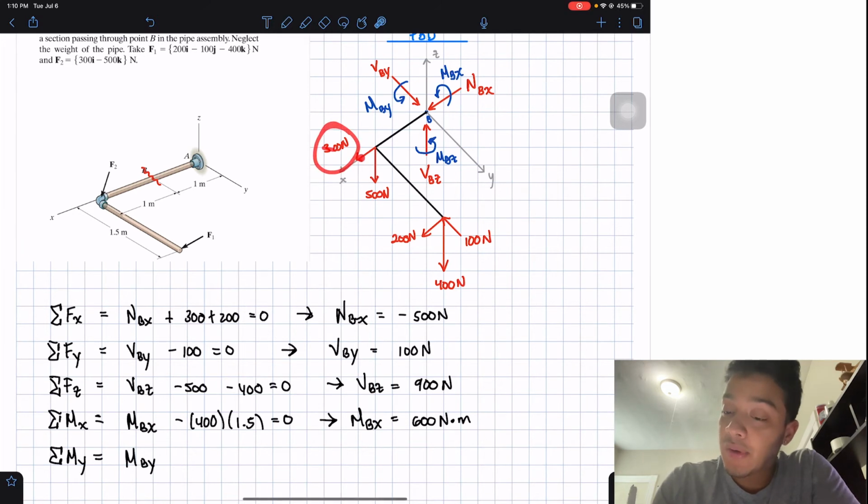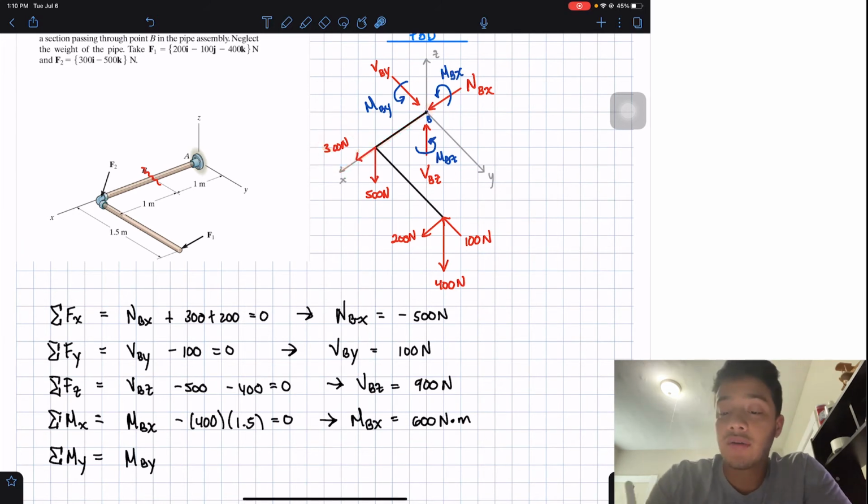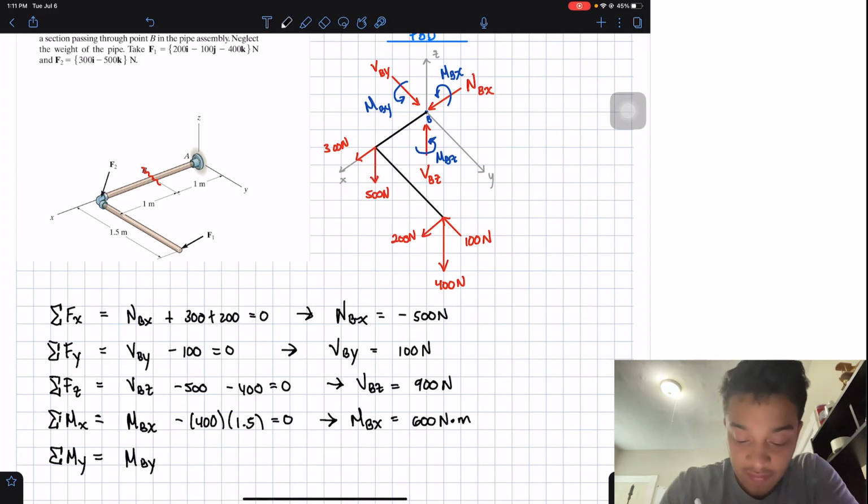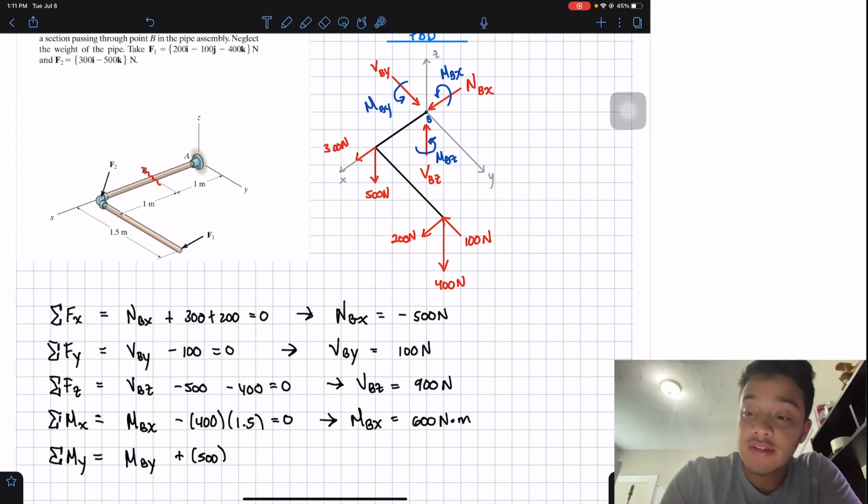This 300 newtons passes through my origin. I don't care about it. This 500 newtons, let's see. So we will have my y-axis like this. Therefore, the rotation I want will be in this direction. This 500 newtons will want to rotate me in that direction, so I'm going to have positive 500 multiplied by the distance. Well, the distance is from point B to where F2 is being applied, so it's 1 meter, so multiply by 1 meter.